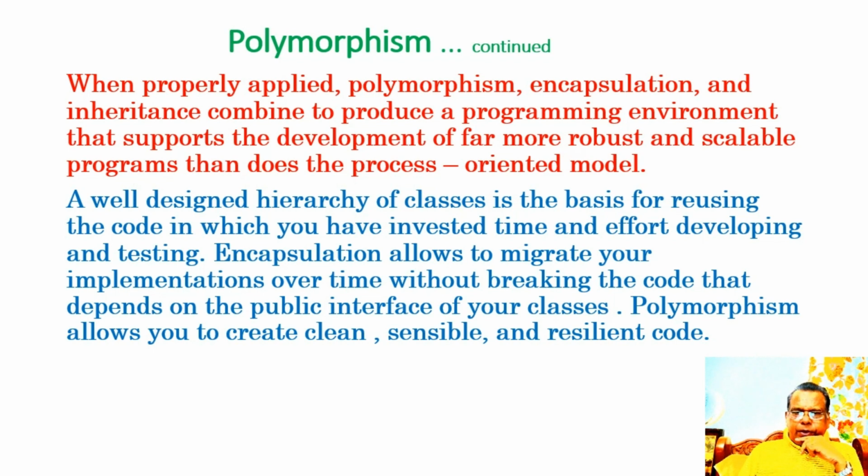Polymorphism continued. This point we already discussed in the previous slide, but it is an important point, so I am continuing it in this slide also. When properly applied, polymorphism, encapsulation and inheritance combine to produce a programming environment that supports the development of far more robust and scalable programs than does the process-oriented model. A well-designed hierarchy of classes is the basis for reusing the code in which you have invested time and effort developing and testing.